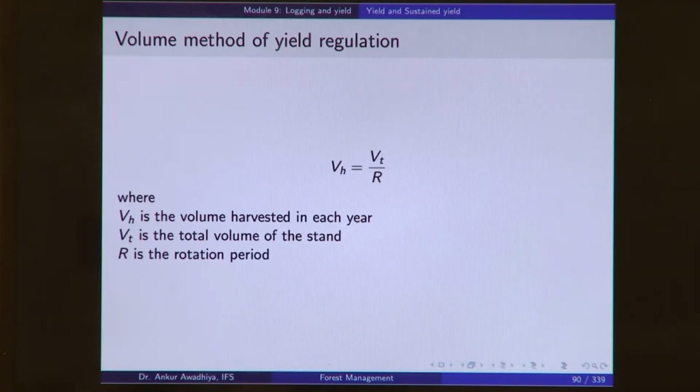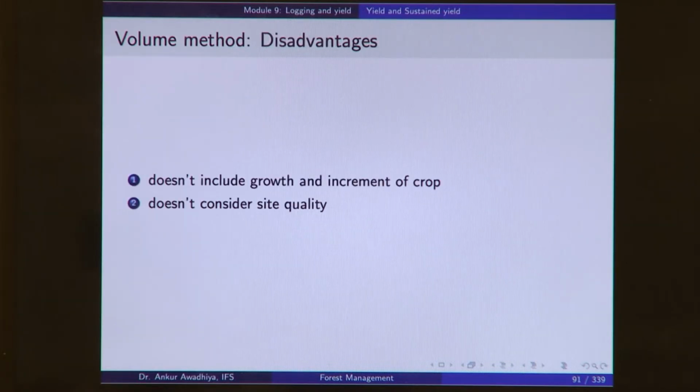The second method is the volume method. It is a slight modification of the area method. So the volume that can be harvested every year is equal to the total volume divided by the rotation period. The disadvantages are that it does not include growth and increment of the crop, and it does not consider the site quality.